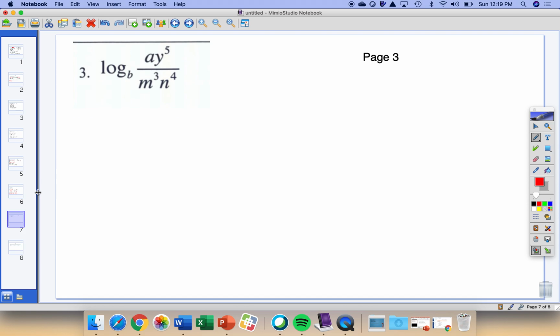Okay, and here's another tricky one. This is also on page 3. This is number 3. I have log base b of a times y to the 5th over m cubed times n to the 4th. All right, let's break it up first. Let's just do log base b of ay to the 5th minus log base b of m cubed n to the 4th. I have a fraction, so I broke it up by using a subtraction sign.